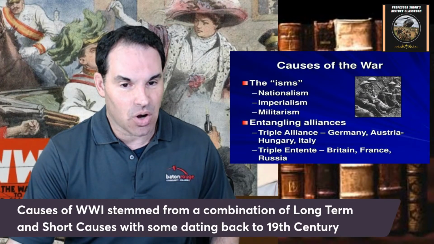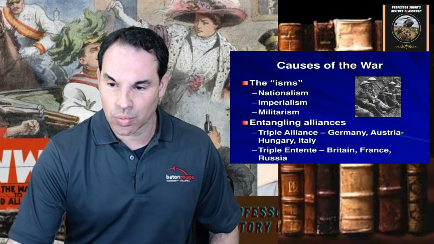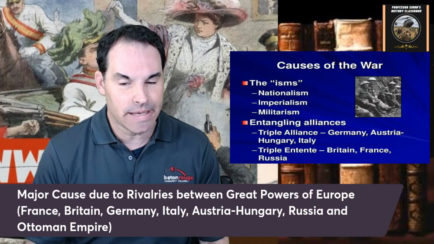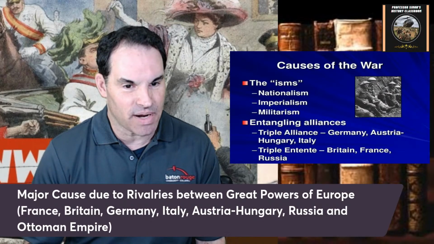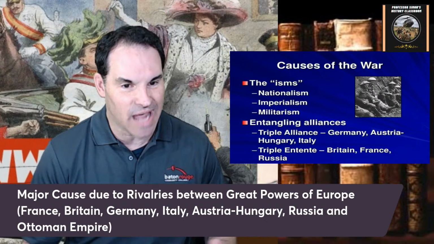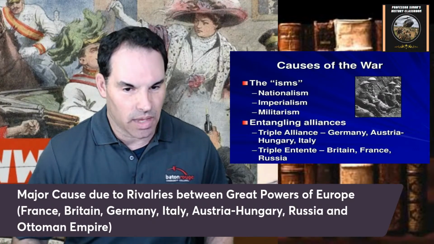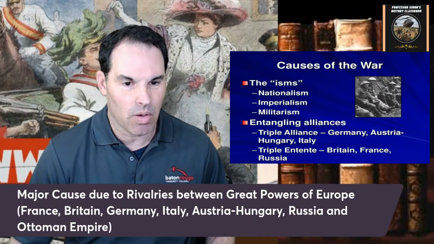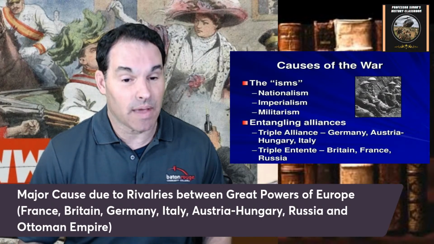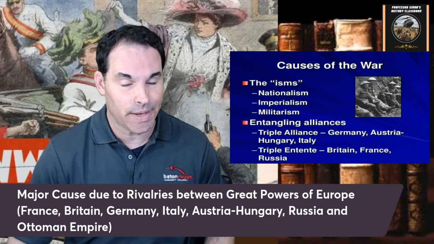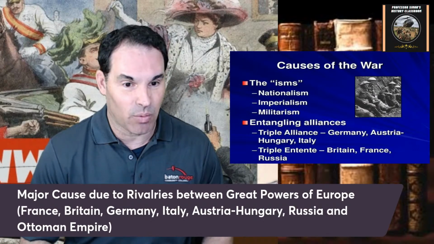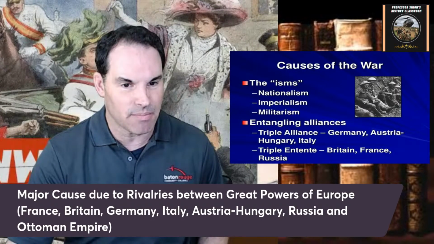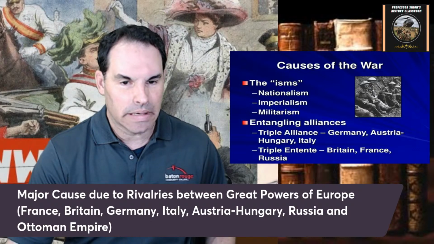But one of the major causes of World War I was the rivalries of the powers in Europe, sometimes called the so-called great powers. France, Britain, and Germany were the main antagonists that started the war. Italy was involved, Austria-Hungary, or the Austro-Hungarian Empire, as well as the Russian Empire. And then they also throw in the Ottoman Empire, the Turks, in one of their last conflicts before they break up. So those are some of the major causes of why World War I broke out.